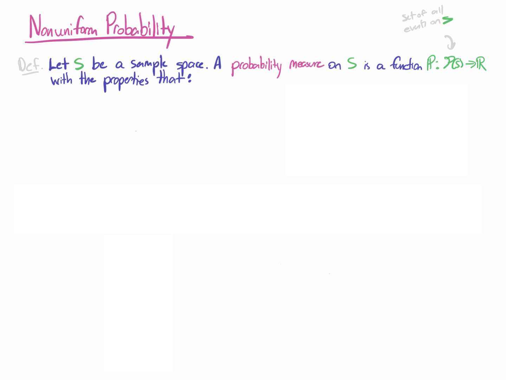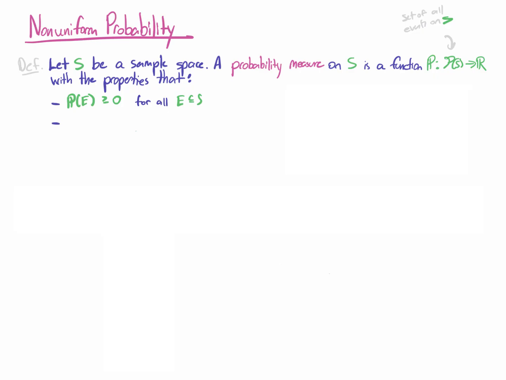And what I need to do is say something about how this function works. So here's how it works. It has three properties. First of all, probabilities are never negative. Whatever my method for assigning probabilities is, it's always the case that the probability is greater than or equal to 0 for any event in my sample space.